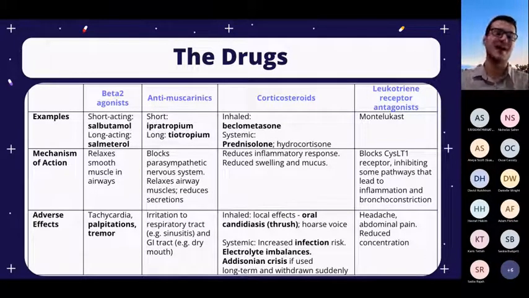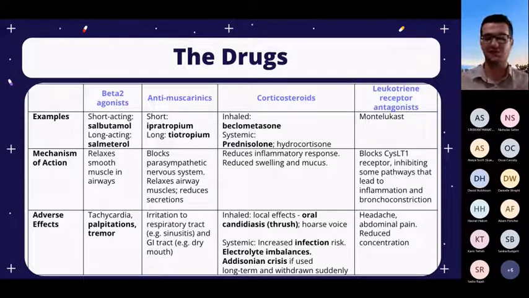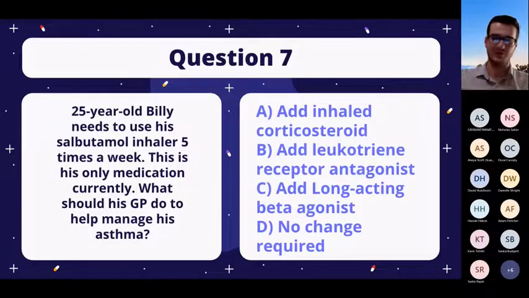That helps, but also has negative effects to do with causing more infections. If it's an inhaled one, it can cause an oral thrush type reaction in your throat. And if it's systemic, you can get infections in your whole body, as well as other issues. And then leukotriene receptor antagonists also dampen down inflammation by their own method, by blocking a receptor that causes an inflammatory cascade. So next question.